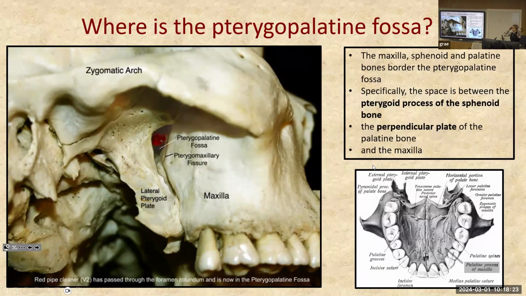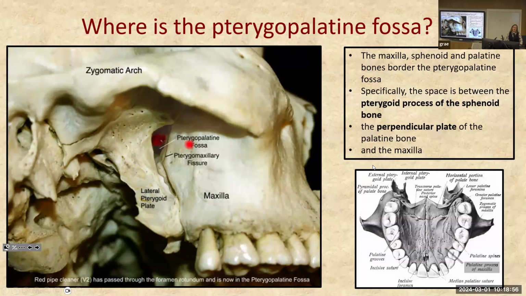All right. So where is this pterygopalatine fossa? Well, you can actually see it, and we were looking kind of at it in the other image. So if you tilt the skull a little bit, you can see that there is an opening here. This opening is called the pterygomaxillary fissure, and it allows you to peek into this space called the pterygopalatine fossa. You have two of them. You have one on each side. So this is the easiest way to see this space, and this red pipe cleaner is sitting in the pterygopalatine fossa.